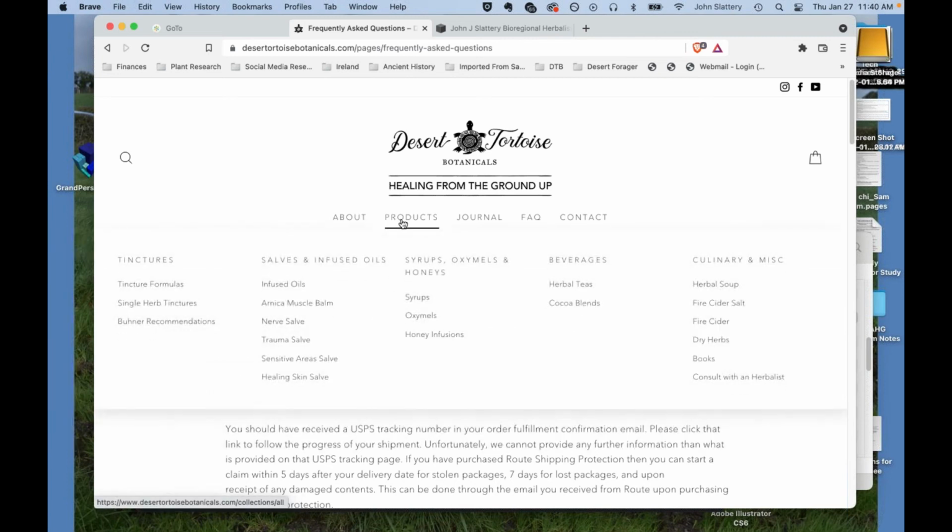Okay, so back to hovering over products, we've got the major categories. We've got our tinctures, our salves and infused oils. We make all of the infused oils in-house from the herbs that we gather. Predominantly, about 90-95% is what I gather myself, and occasionally I purchase organically grown herbs for the infused oils. Syrups, honeys, and oxymels, so there's a variety of products there. Beverages, that includes all the tea and cocoa blends.